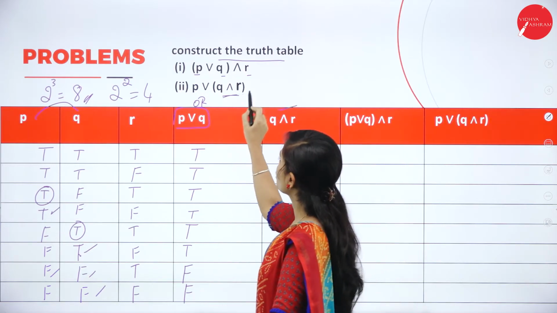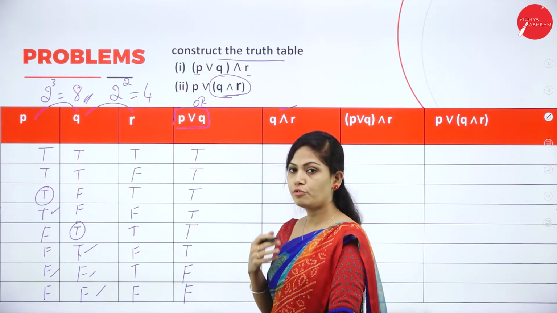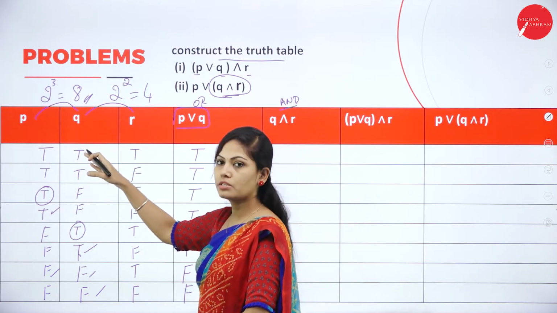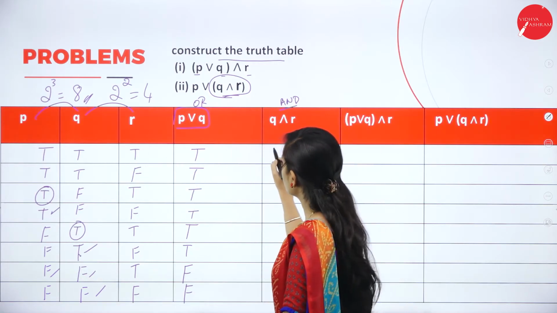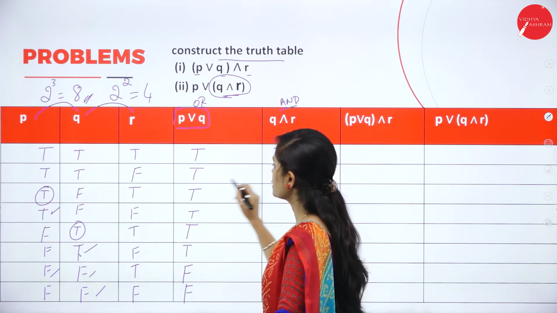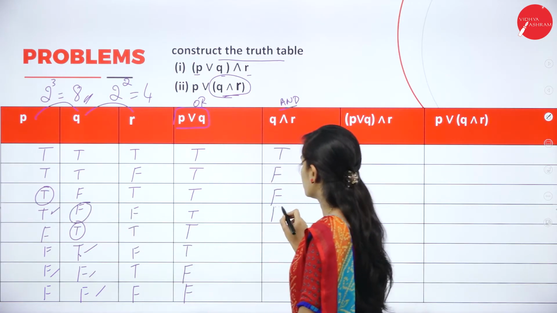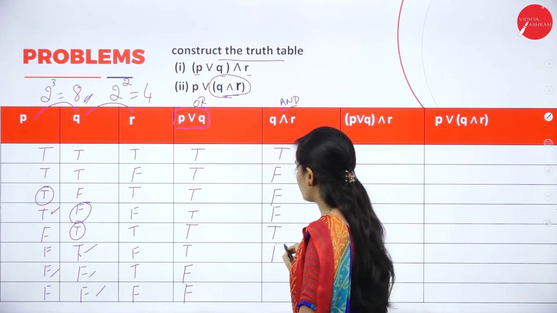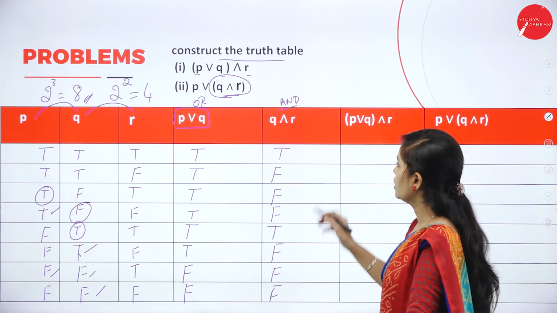Next we have to find Q and R. Just consider the Q column and the R column. So here we are using AND operation. If any one of the conditions is false, the condition is also false. If it is true, true, the condition is true, otherwise everything is false. Here I have true, true, so it is true. True, false means false, false, true, false, false. So this is your AND operation.